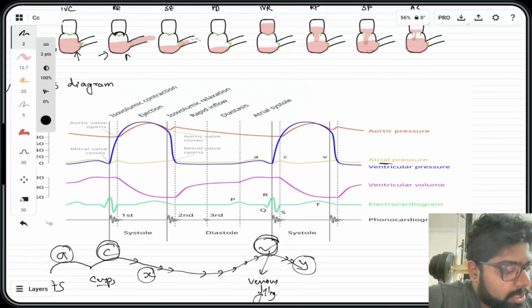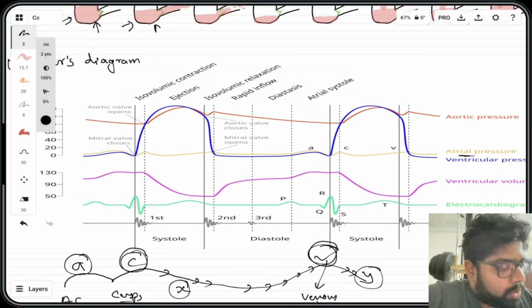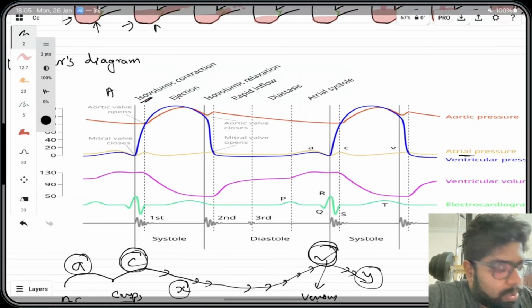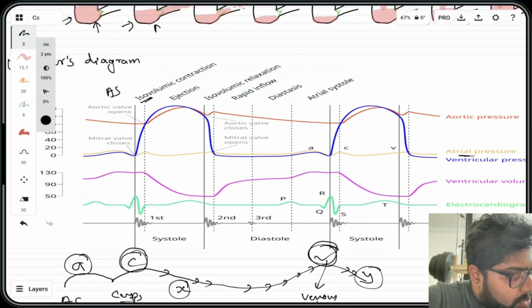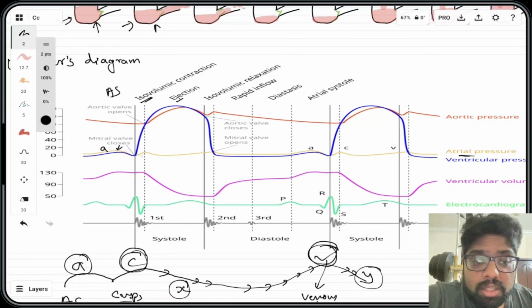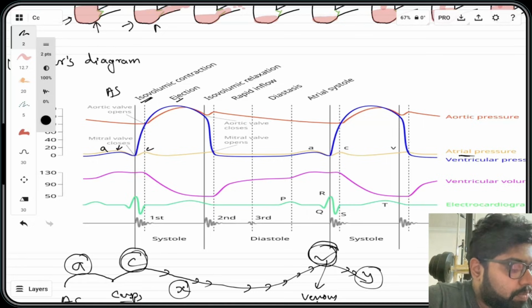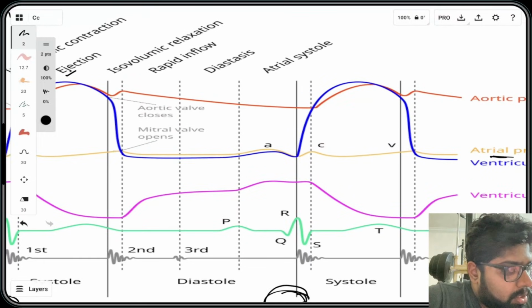Now how does this look inside the cardiac cycle? So this is the isovolumic contraction. So this is basically atrial systole. So the wave that you see here, this is actually the A wave. Isovolumic contraction, rapid ejection, that is where there is drastic increase in pressure of the ventricle. So this is the C wave. And this is where there is venous filling of the atria. So this is actually the V wave.